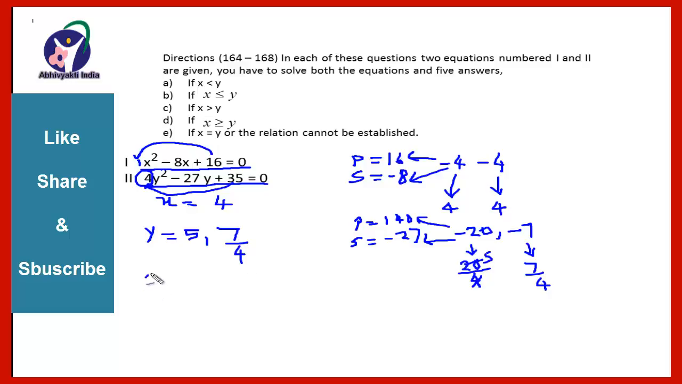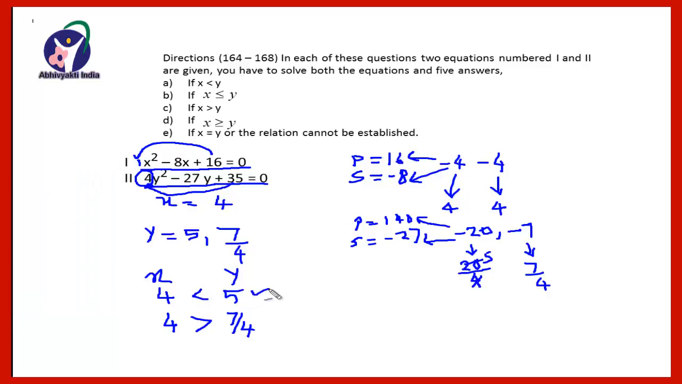Now we will compare x and y. x is 4, y is 5. x is 4 and y is 7 by 4. So 4 is smaller than 5, and here 4 is greater than 7 by 4. In one case x is smaller than y and in the second case x is greater than y, and therefore we cannot establish the relationship, and therefore option E is correct.